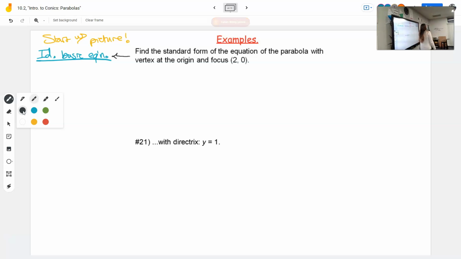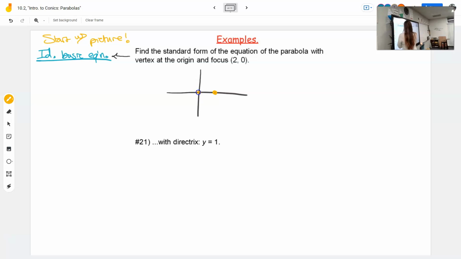So, what orientation am I locked into? Am I required to use either a vertical axis or a horizontal axis if I know the vertex is at the origin and the focus is at 2, 0? Because the vertex is at the origin, but where's the focus? You see it? If you make a picture, hopefully it will help you see, because 2, 0 is over here.